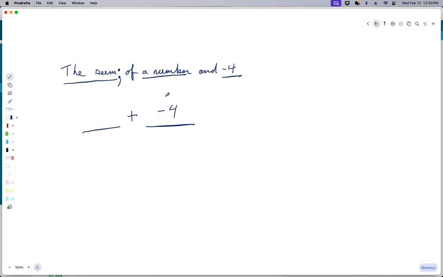Which number? We don't know what number. That's the variable. Because that could be any number. That could be -2. That could be -420. 7,237. That could be 7,243. We don't know what the number is. So we put n for the number plus a negative 4, which we know we can simplify. That is n minus 4. This is your answer.